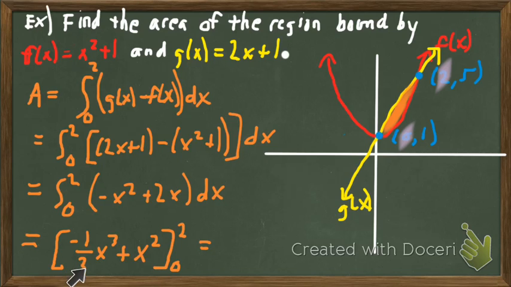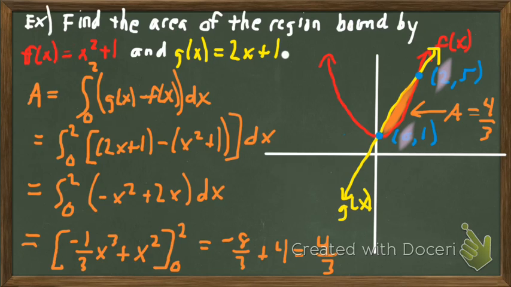And if I plug in 2, I'll get negative 1/3 times 8 plus 2 squared. So that's going to give me negative 8/3 plus 4. And negative 8/3 plus 4 is the same as negative 8/3 plus 12/3, and that's 4/3. Okay, so the area between those two curves is equal to 4/3. And it was pretty simple.